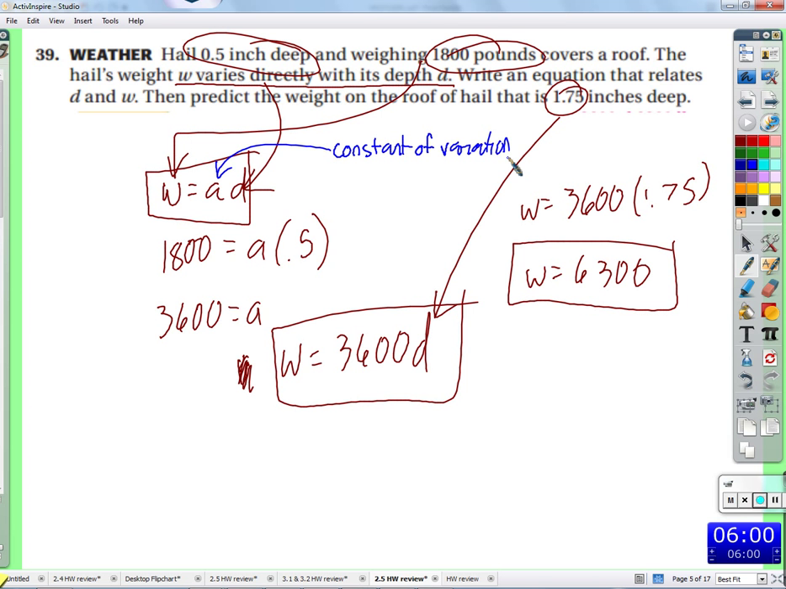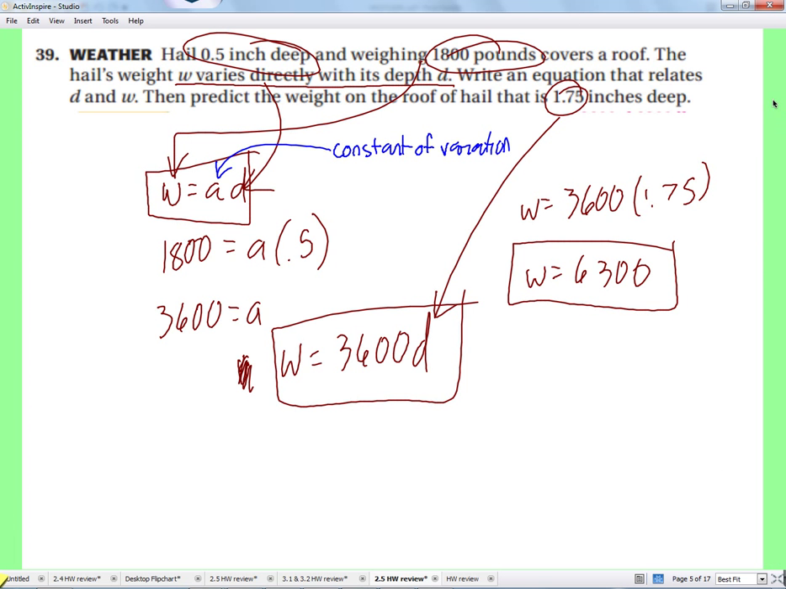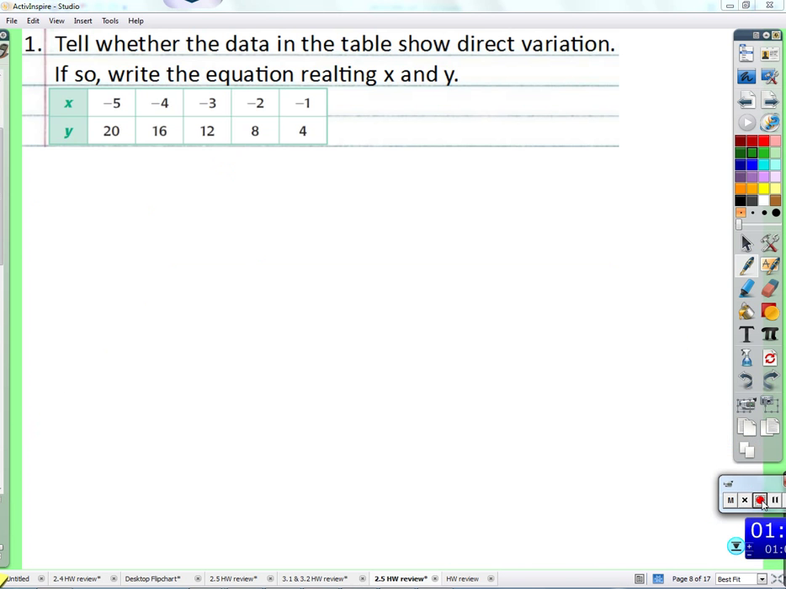Then let's pass in our homework. Right, so we're supposed to tell whether the data in the table show direct variation. If so, write the equation relating x and y. If it's direct variation, y has to be equal to a times x.